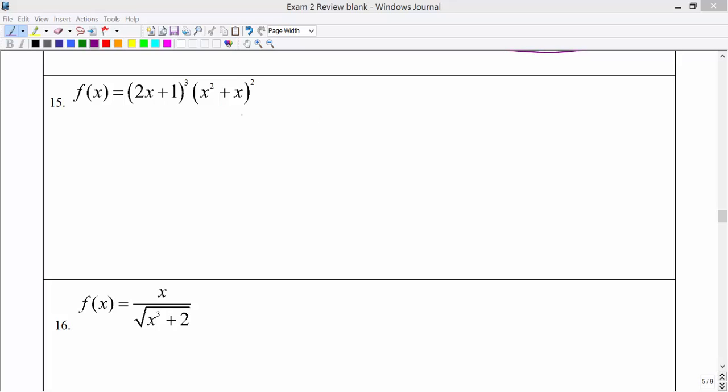Alright, for number 15, we would ask ourselves, can we use the chain rule? And here we cannot use the chain rule yet because we do not have everything raised to the same power. So since we don't have everything raised to the same power, we're going to first think about what's happening in between these two different functions, and they're being multiplied together. So we will use the product rule.